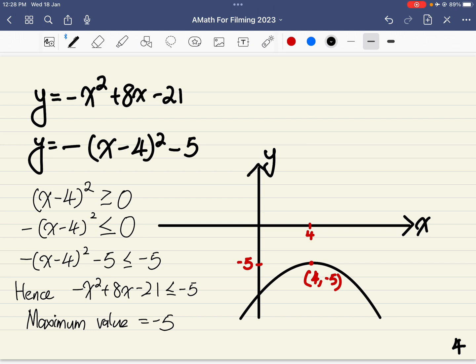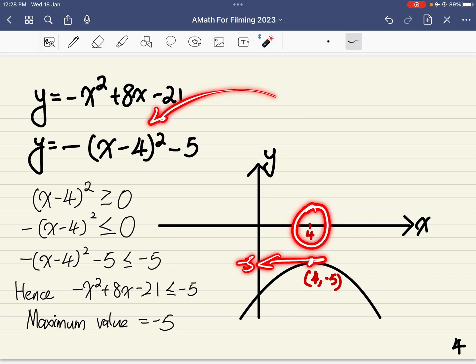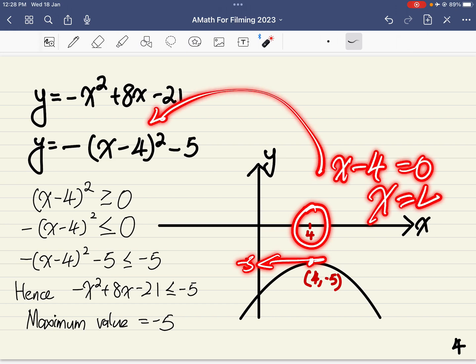So again, if I were to draw this out on a graph, my max value is negative 5 and it occurs when my x value is 4. Where do I get my x value equal to 4? x minus 4 is equal to 0. My x value itself is equal to 4.